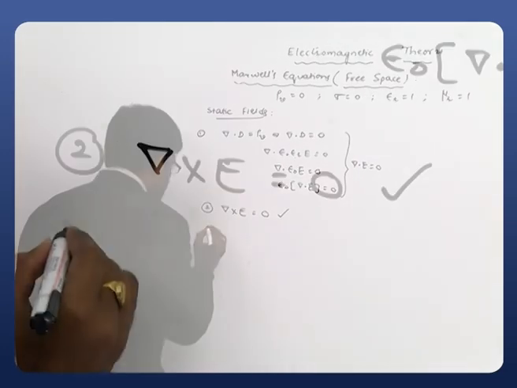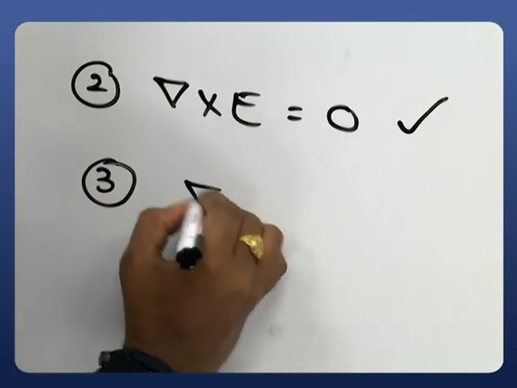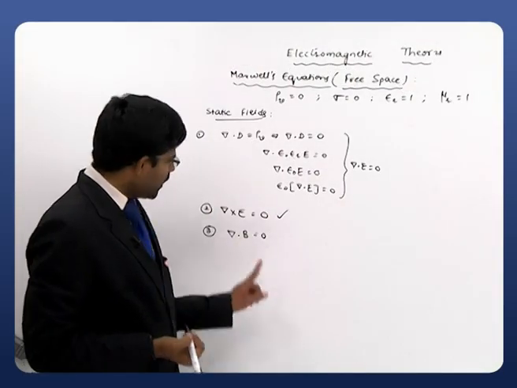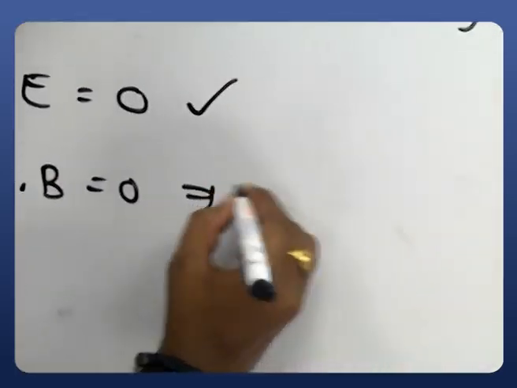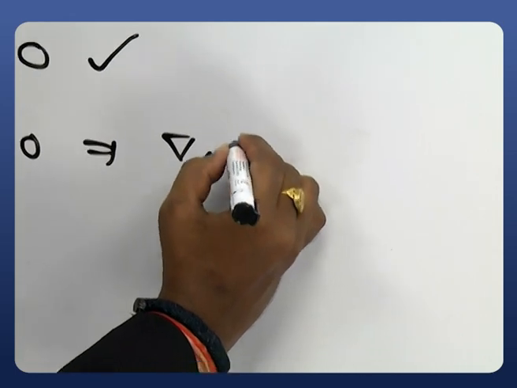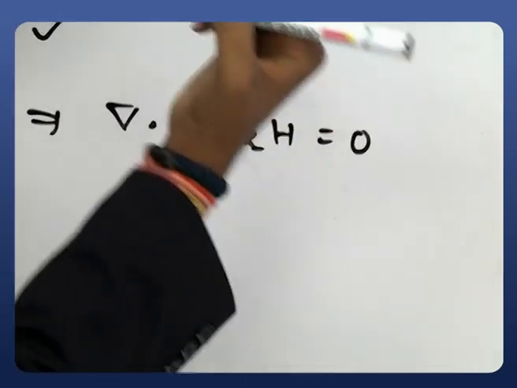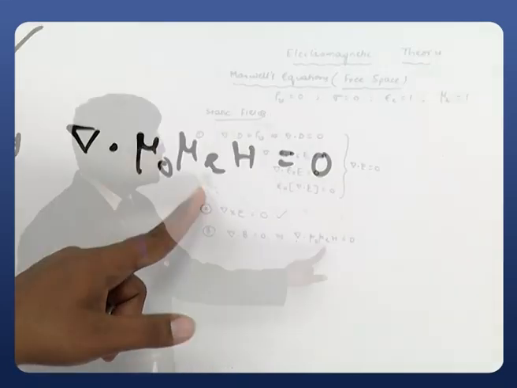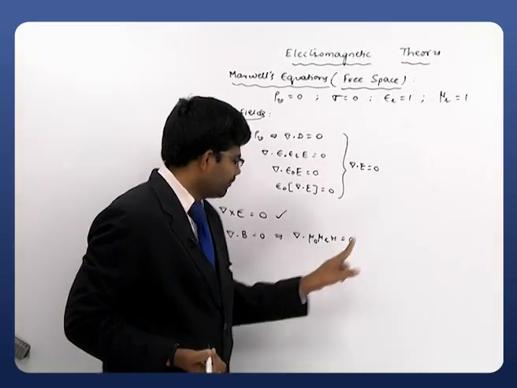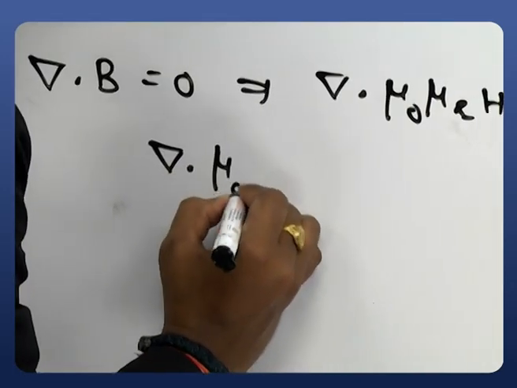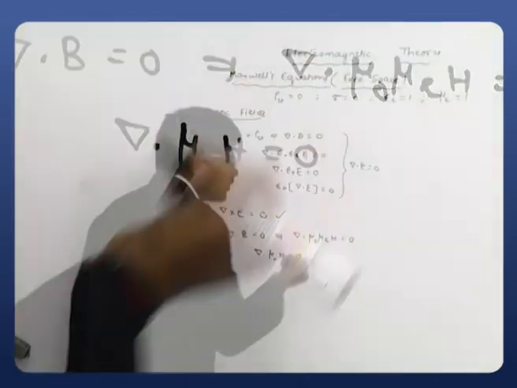And the third equation, del dot B is equal to 0. Now B can be replaced, so this can be written as del dot mu naught mu r H is equal to 0. And once again observe, what is this mu r? Mu r is equal to 1. So this can be simplified as del dot mu naught H is equal to 0.